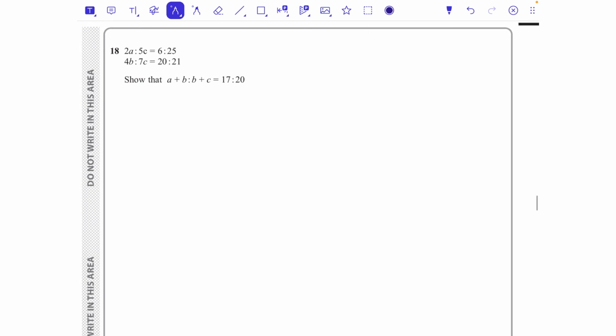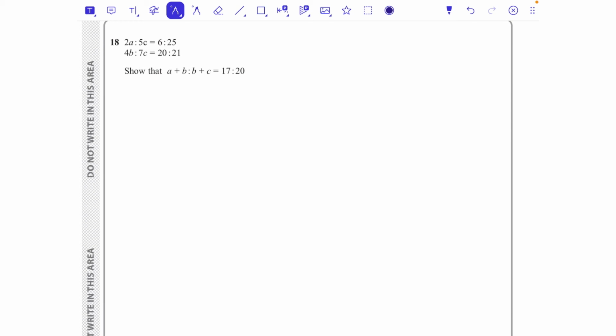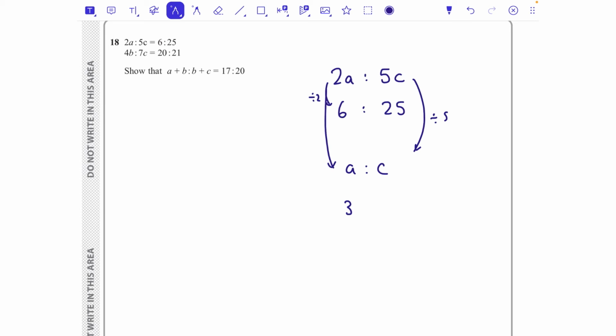Okay, question number 18. Okay, it's given that 2a to 5c is in the ratio 6 to 25. So 2a to 5c is 6 to 25. Now, if I want to know what a to c is, what I'm going to do is take this side and divide it by 2. And I'm going to take this side and divide it by 5. I should have done it like that really, shouldn't I? So there we go. So dividing by 2, dividing by 5. So therefore we've got 3 to 5 as the ratio a to c.